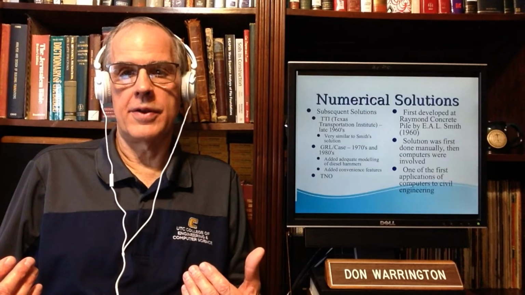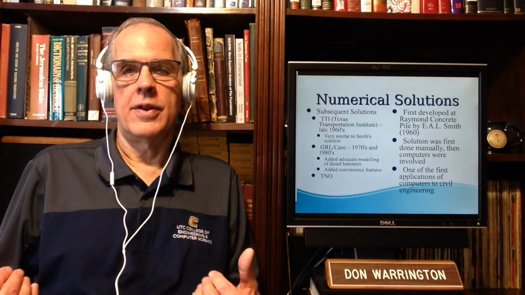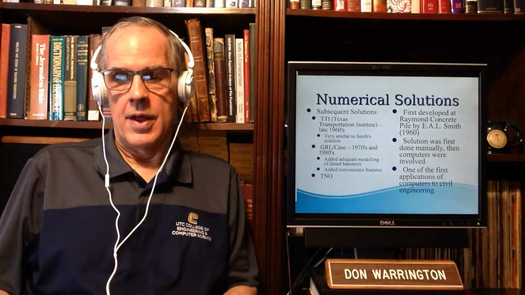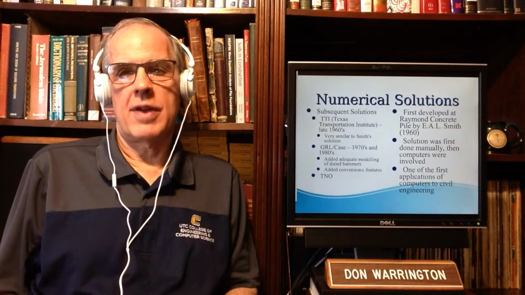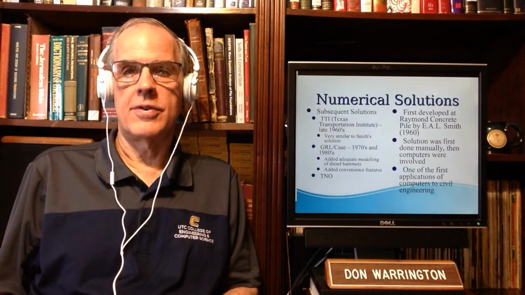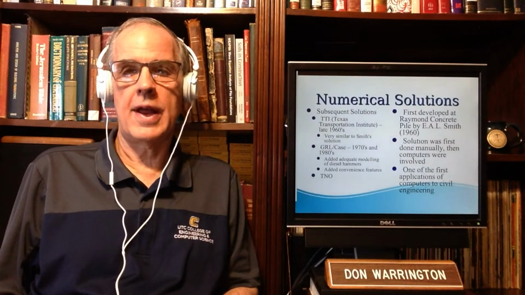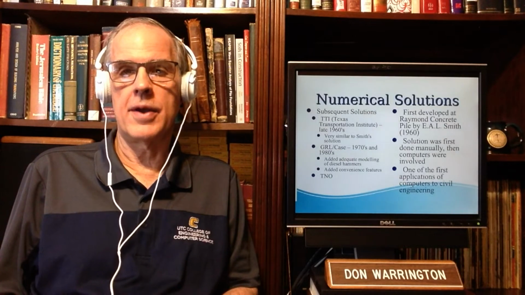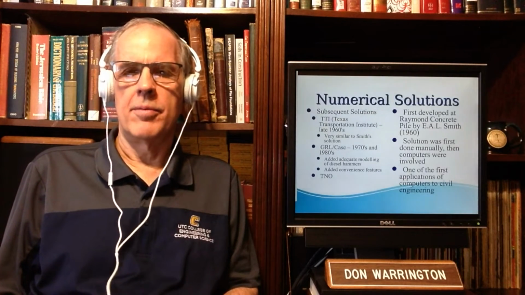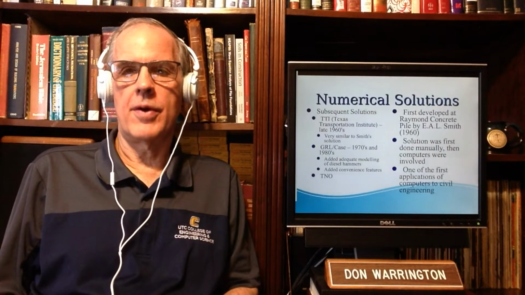The question was how to convince the civil engineering profession and all of the states and the federal agencies and whatnot to adopt it. The first solution after Smith that really gained currency was the TTI solution, from the Texas Transportation Institute at Texas A&M University, and it was done in the late 1960s. It was very similar to Smith's solution, and I think the code is there, but definitely an executable is on my website.